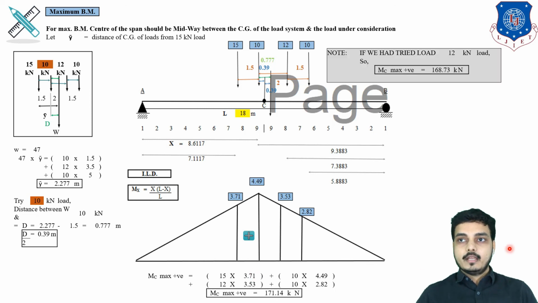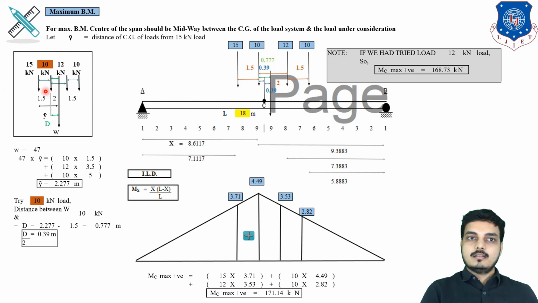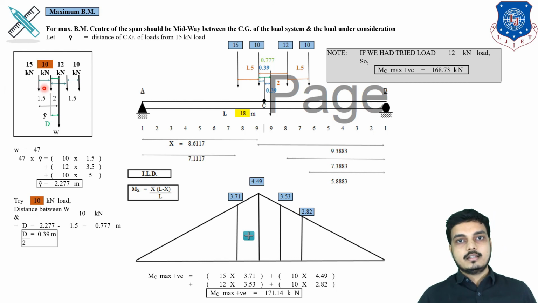Now look, if we had tried that 12 kN load, now here I have used this 12 kN, suppose I have tried this 12 kN as my critical one and then repeat the same process, I got my maximum positive moment as 168.73. Here earlier it was coming 171, means I chose the correct one. I just say that wherever the maximum loading is, consider that as the critical load. So that's why I have considered 10. So we will be getting the maximum moment.